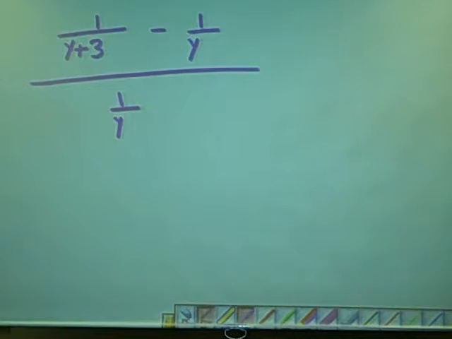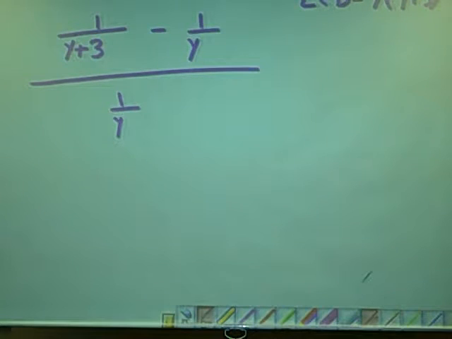So in this case, our least common denominator would be both. It's like if we were trying to add the fractions, we'd have to have a y and we'd have to have y plus 3 in everything in order for them to get a common denominator. So our least common denominator is y times y plus 3.